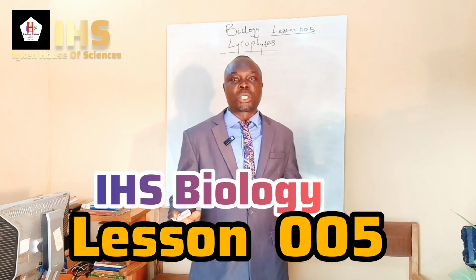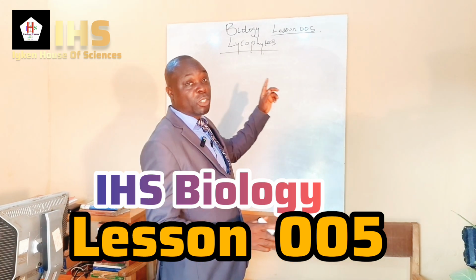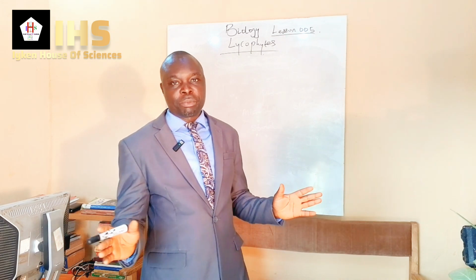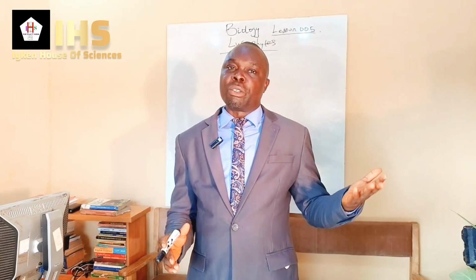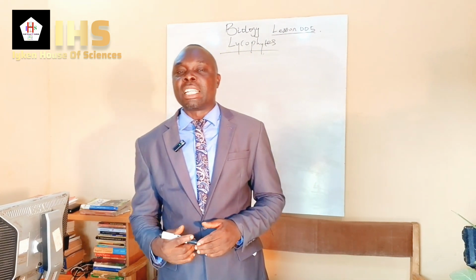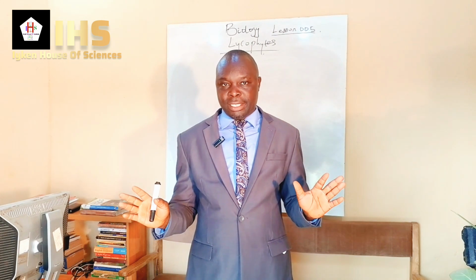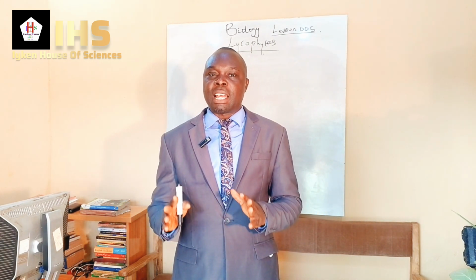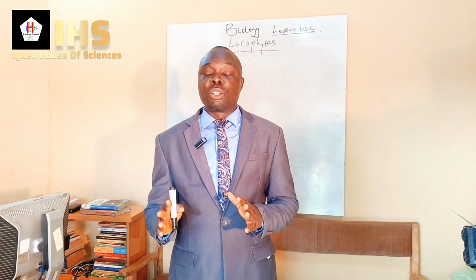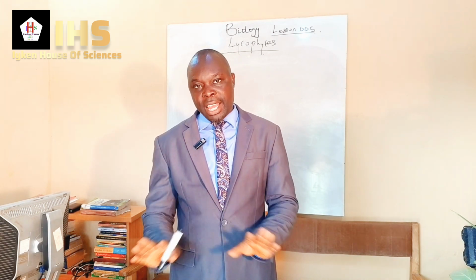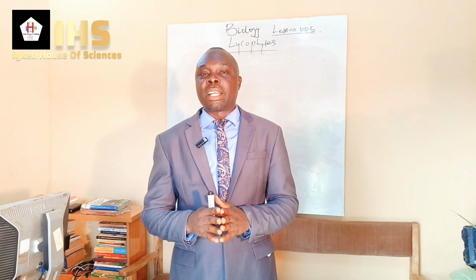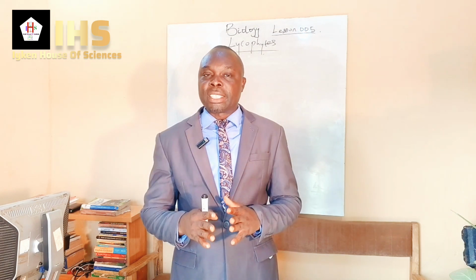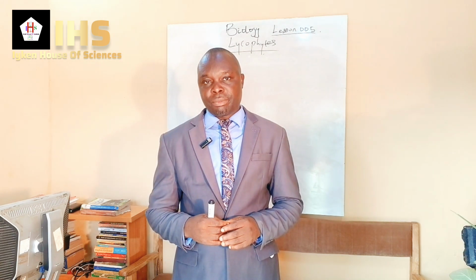Today's class, we are going to have a look at Biology 005, Day 5. In Biology 004, Day 4, we had a look at the bryophytes. I told you that bryophytes were the first aquatic plant to colonize the earth. They are the first terrestrial plant on the earth. They are called first colonizers.